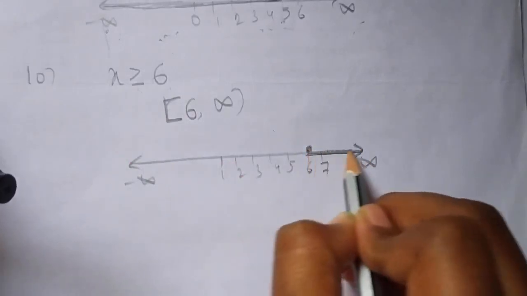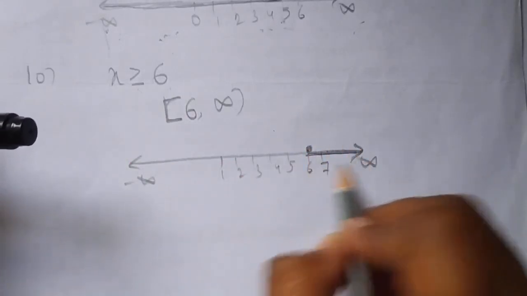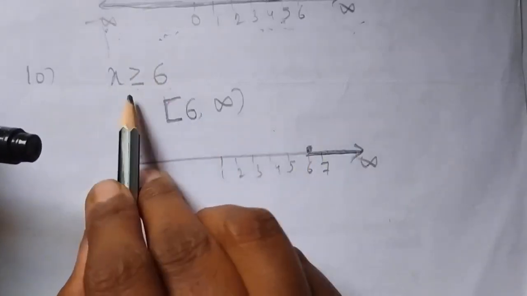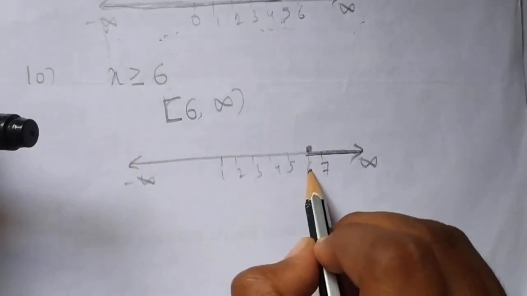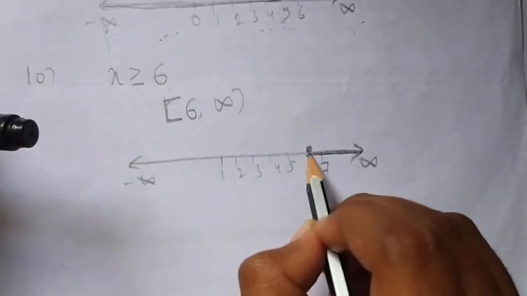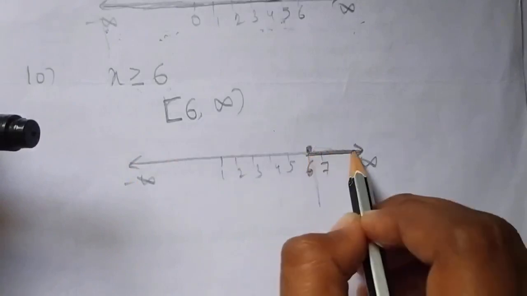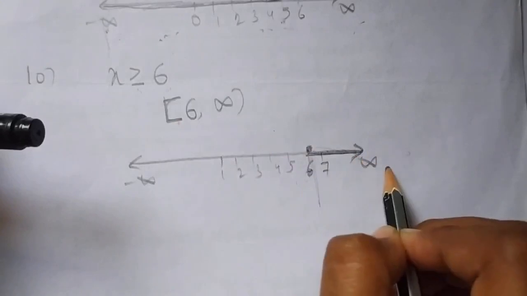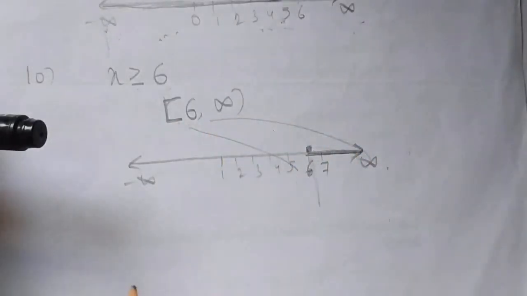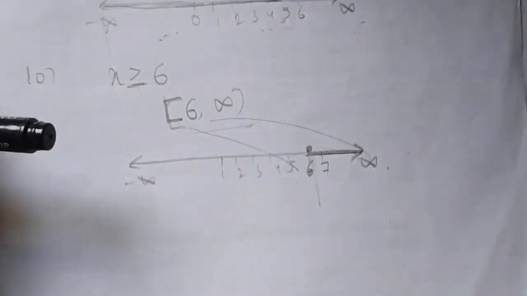So this darkened line or region contains all the real numbers which are greater than 6 and including 6, satisfying the inequality. Now the first element lying on the left side of this darkened region is 6, and it extends up to infinity, from left to right, 6 to infinity. This is the solution set. Equal to is there, closer towards 6.